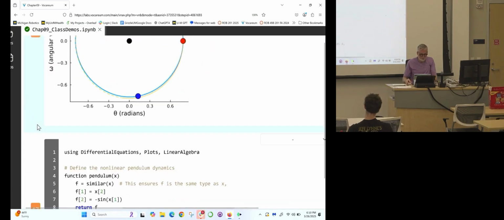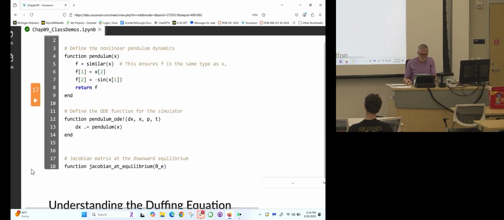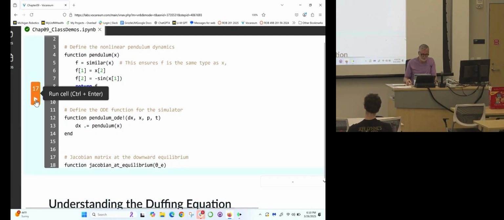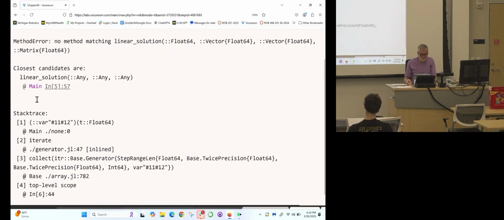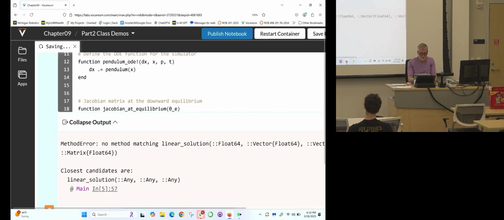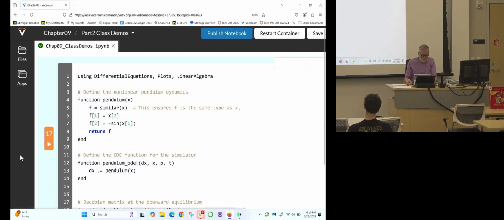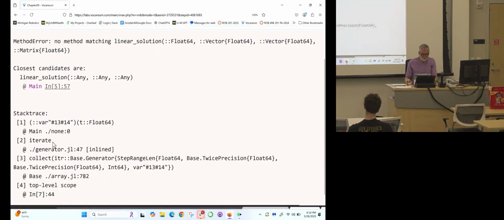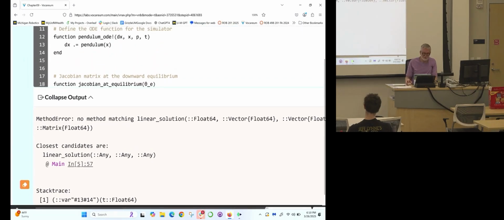Here's the same example, though, for the upward equilibrium. Oh, come on. Can't work in my office and then not work here. Yes, we can.